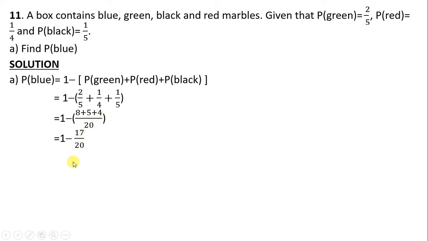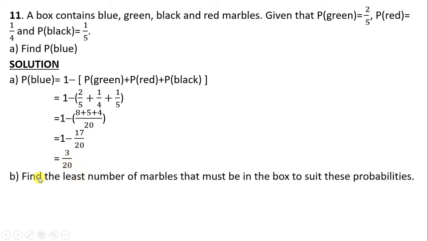From here, we are going to use the common denominator, 20. So we are saying 1 into 20 is 20. 20 minus 17 is giving us 3 over 20. That is our answer. Now, probability of any event occurring is equal to favorable outcomes over total number of outcomes. So our total number of outcomes here is 20.